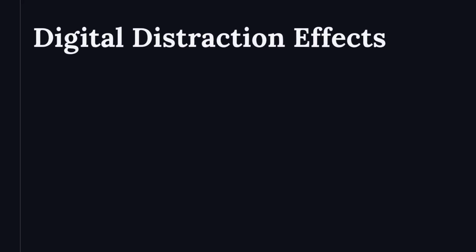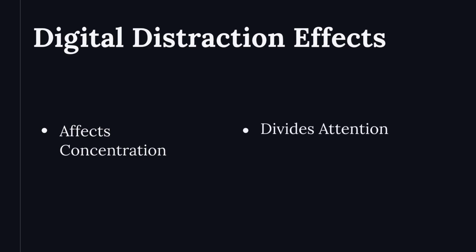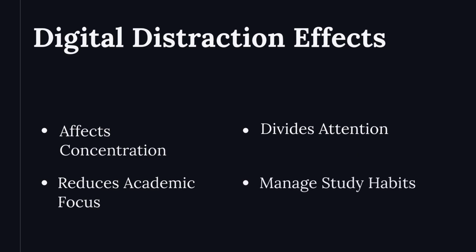Digital distraction affects concentration and learning. Frequent social media use divides attention between tasks. This multitasking reduces focus and slows academic progress. Understanding digital distraction is crucial for managing study habits. It highlights the need for strategies to minimize interruptions.